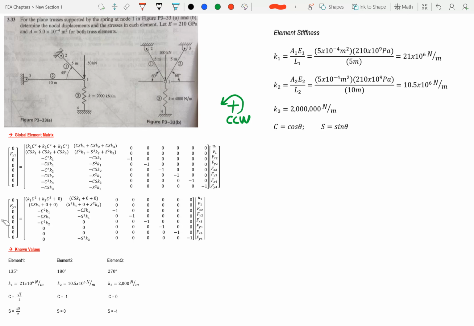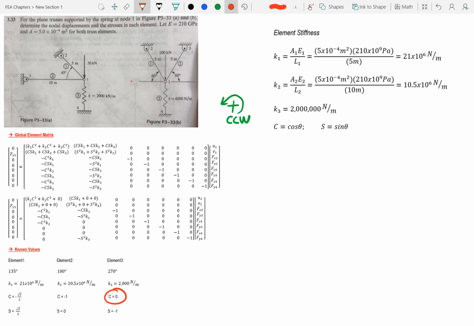Now let's move on to element 2. Element 2 is right here, so it's going to be like this. And lastly, element 3. So we're going to do this guy. Okay, now that we've defined our angles, we can go ahead and start working out the problem.